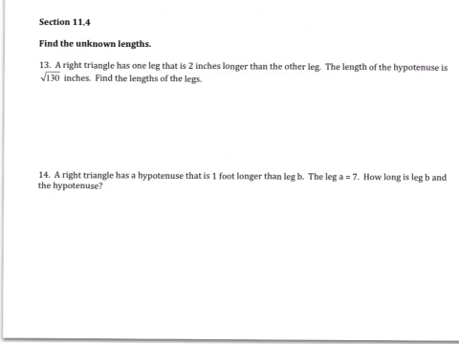The next section we're going to review is section 11.4, which was all about Pythagorean theorem. So Pythagorean theorem is a squared plus b squared equals c squared. We definitely want to remember that formula. So number 13 says a right triangle has one leg that is 2 inches longer than the other leg. The length of the hypotenuse is the square root of 130 inches. Find the lengths of the legs.